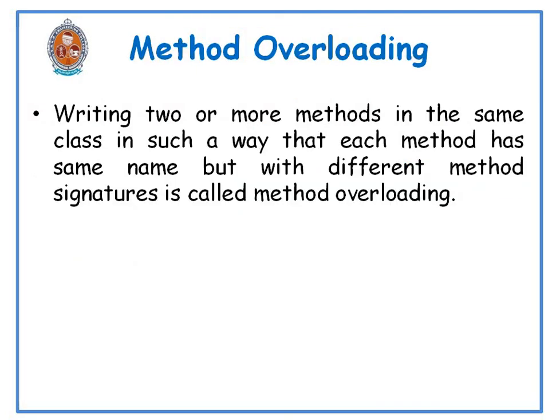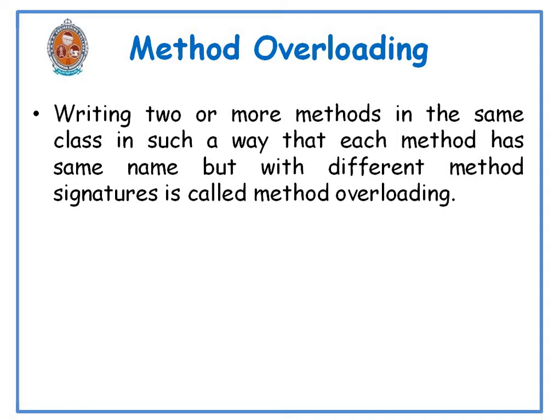Coming to the definition of method overloading. What is method overloading? Writing two or more methods in the same class in such a way that each method has the same name but different method signatures is called method overloading. That means we write two or more methods with the same name and different method signatures.